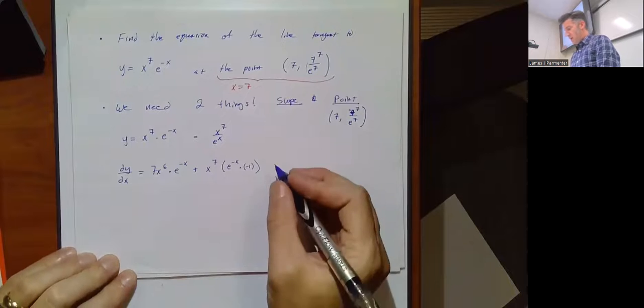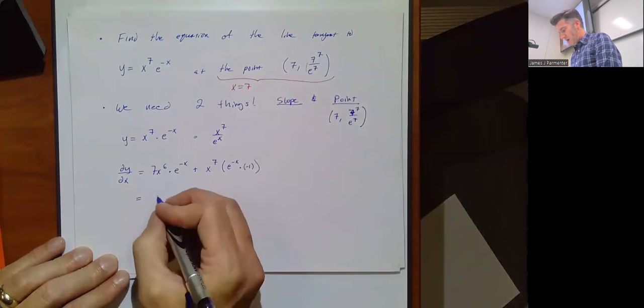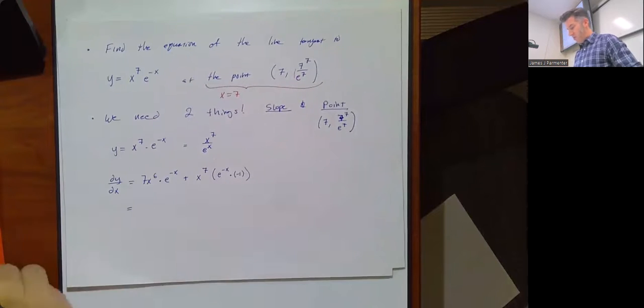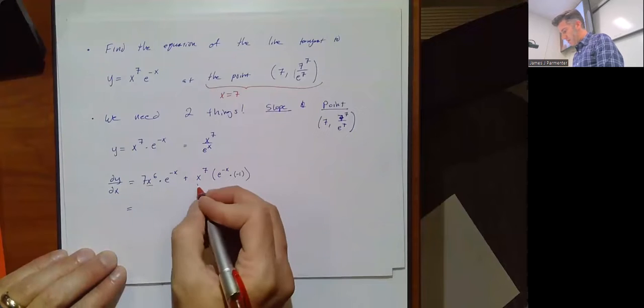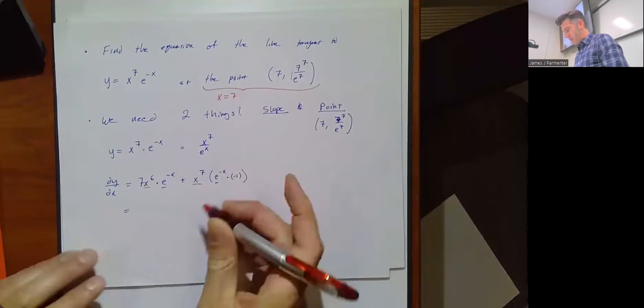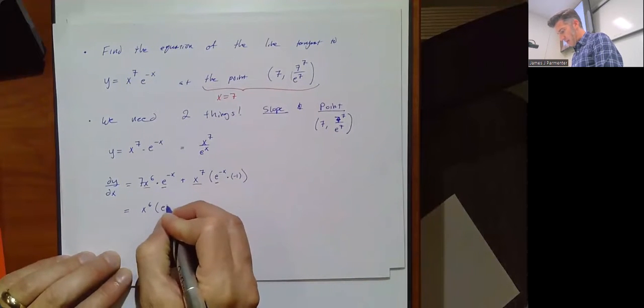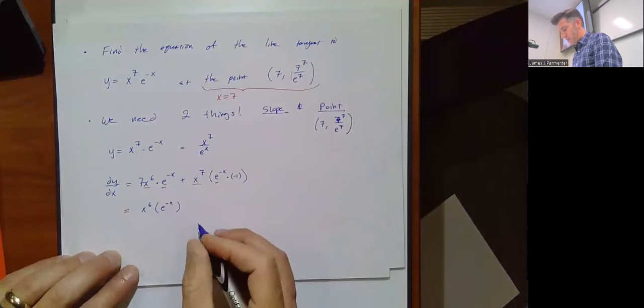So if I write this out, let me simplify this because I think it makes it easier to see what's happening here. In fact, I can factor out a lot. I can factor out an x to the 6th. I'm left with an x there, nothing there. And I can factor out an e to the negative x. So I've got factoring out x to the 6th, e to the negative x.